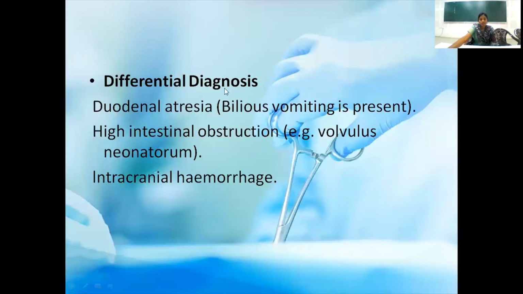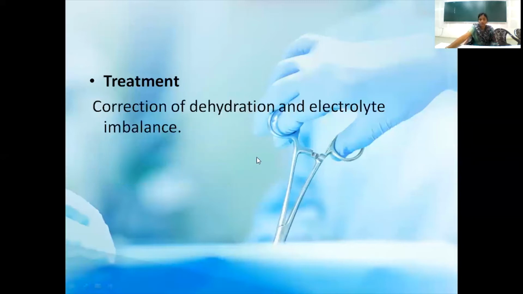Coming to the differential diagnosis for this condition, it is duodenal atresia. How do you differentiate duodenal atresia from congenital pyloric stenosis? In case of duodenal atresia, as the duodenum is involved, you will see bilious vomiting. However, in case of congenital pyloric stenosis, you will see non-bilious vomiting. The other conditions are high intestinal obstruction like volvulus neonatorum and intracranial hemorrhage. These are the differential diagnoses for congenital pyloric stenosis.